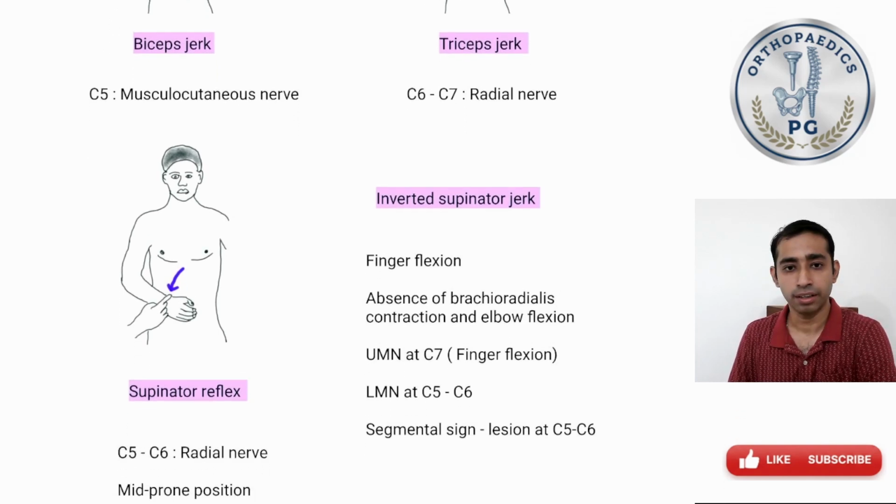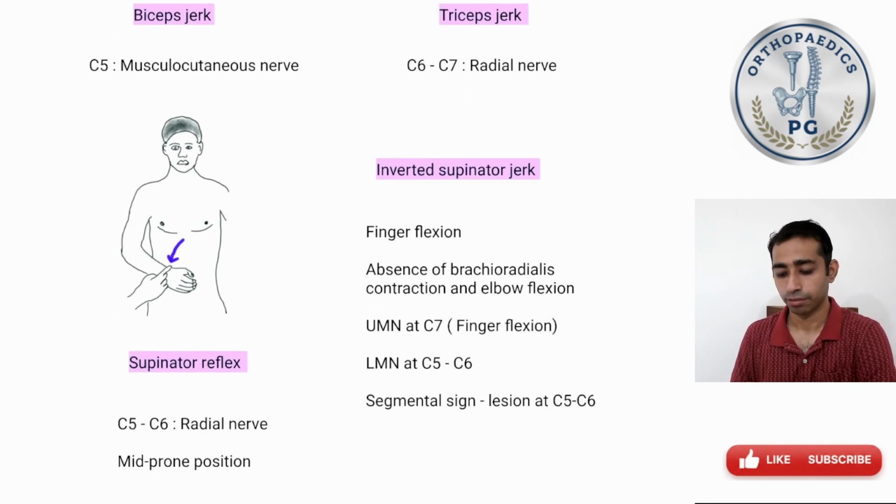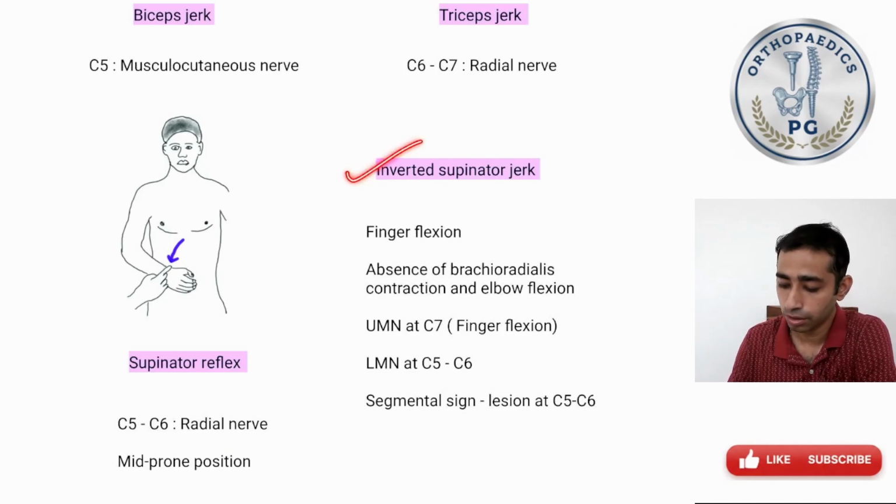Supinator jerk, again, the forearm is kept in mid-prone position and is supported and you hit on the tendon of the brachioradialis and we look for a contraction of the brachioradialis with a flexion of the forearm. The root value is C5, C6 and the nerve is radial nerve. Now there is something called the inverted supinator jerk which is important.